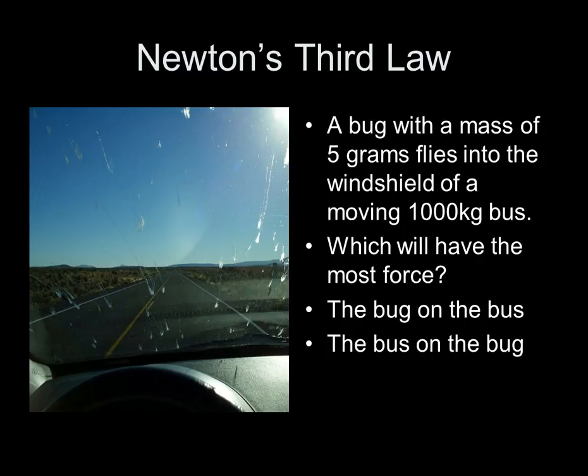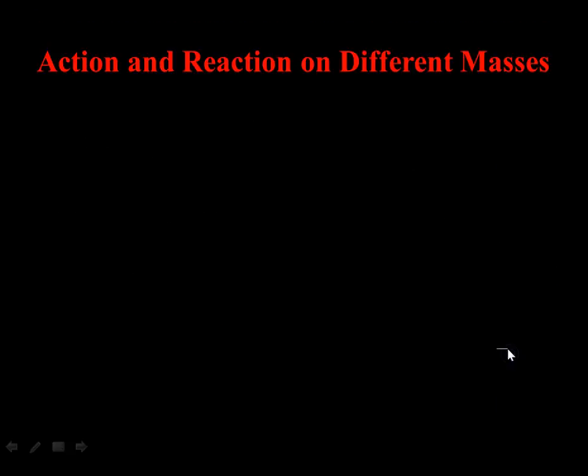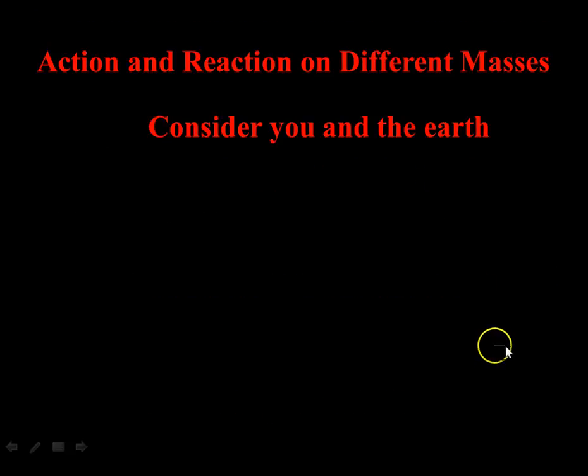A bug with a mass of 5 grams flies into the windshield of a moving bus of 1,000 kilograms. Which will have the most force? The bug on the bus or the bus on the bug? Well, the force would be the same because the force of the bug would be a small mass times a big acceleration, and the force of the bus would be a big mass times a small acceleration. So action and reaction on different masses.